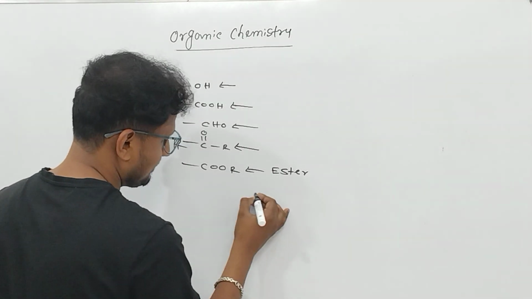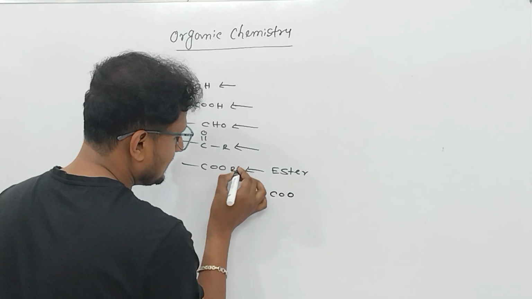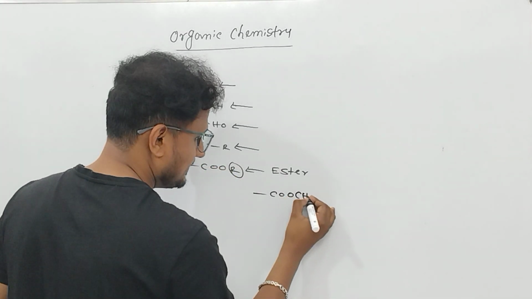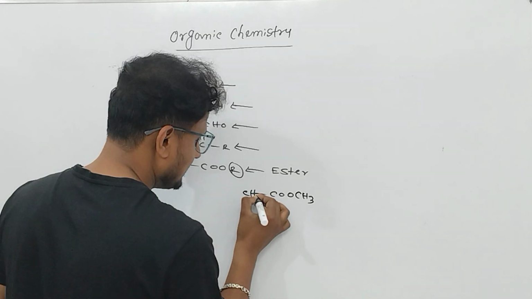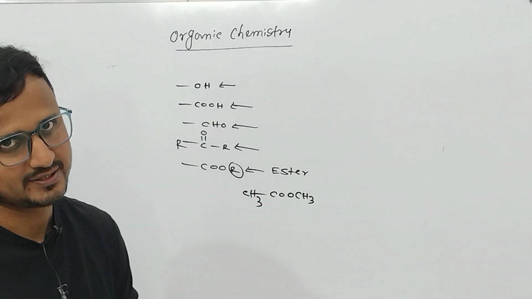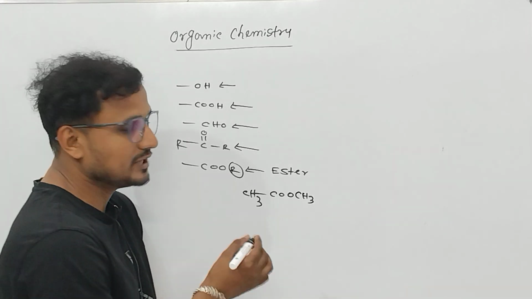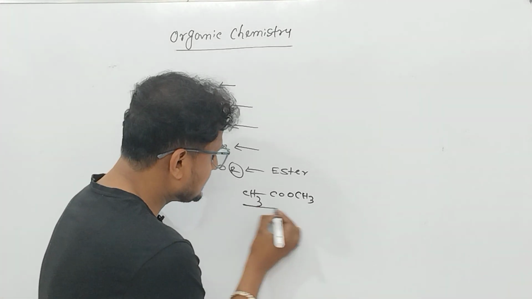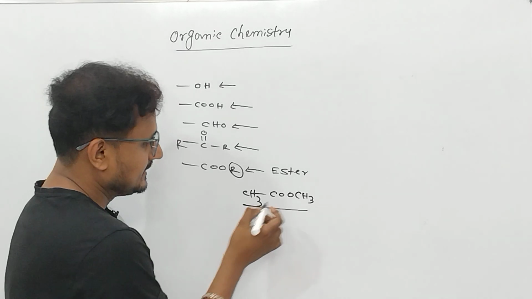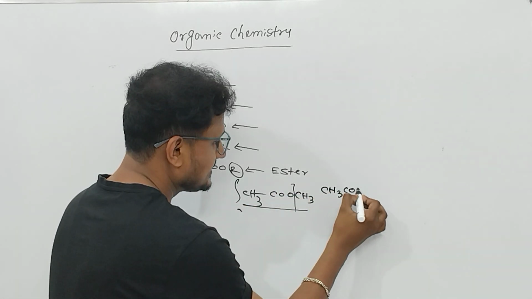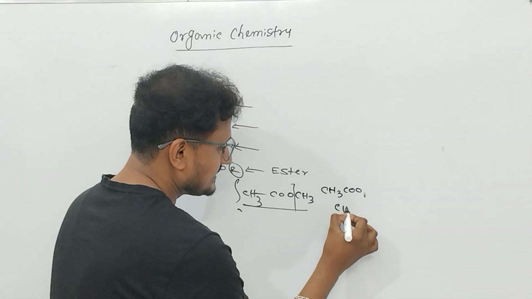Suppose this will be an alkyl group, like CH3 can be there, and if you put CH3 here, this can be an ester, CH3COOCH3. Okay, now how to name this ester? If you split this, you will get two parts here, CH3COO and CH3.